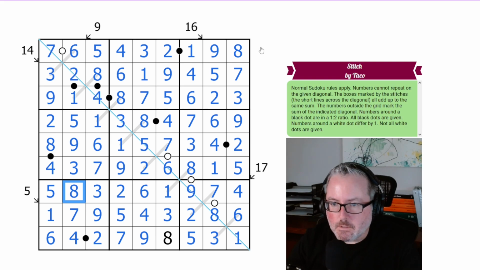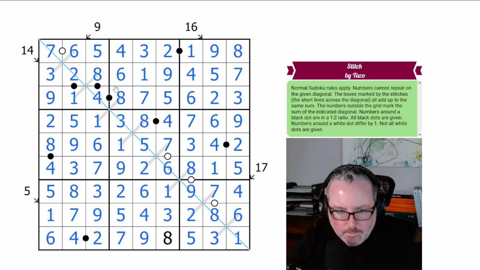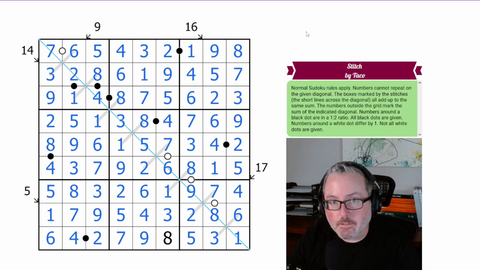So that was Stitch by Taco. Excellent puzzle. Took me a little while to get into it, to get started. I think that's just because I wasn't looking at the right areas, but once it got going, it moved quite well. I really enjoyed that one. I hope you guys did too.